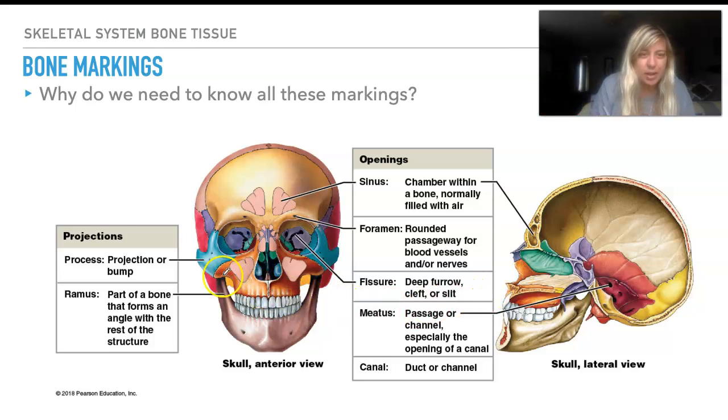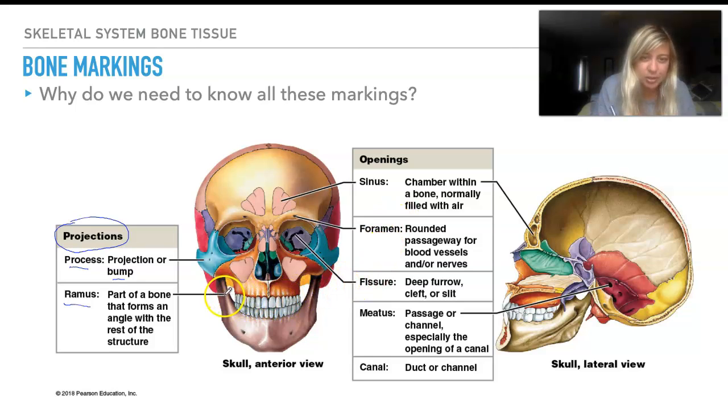So here we have projections, which are one type of bone marking. Projections are going to be things like processes, which is kind of like a bump or an enlargement on a bone. We also have a ramus. A ramus is a part of a bone that forms an angle.